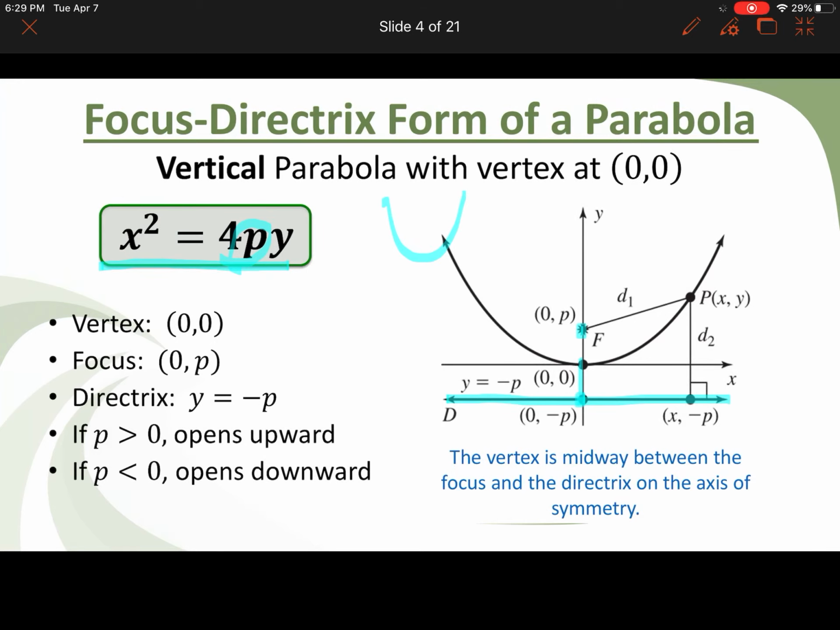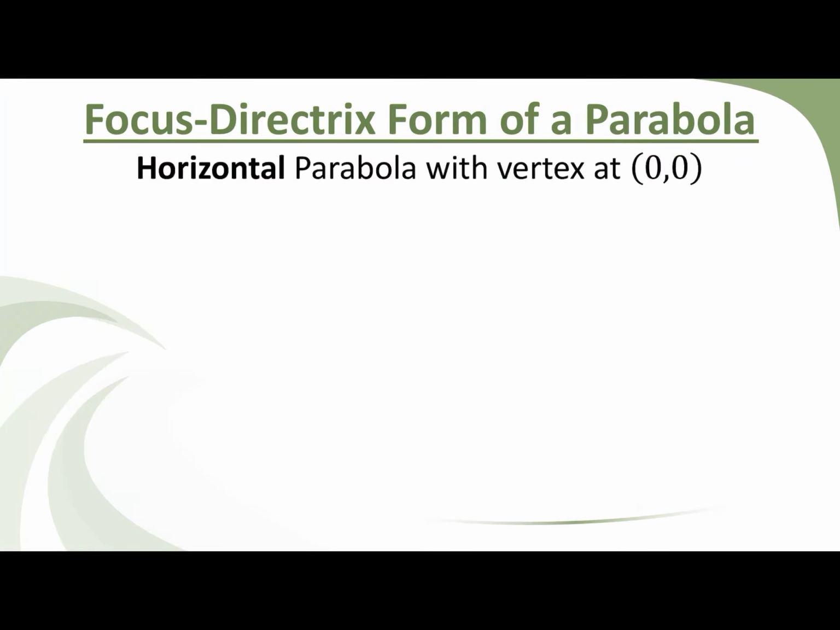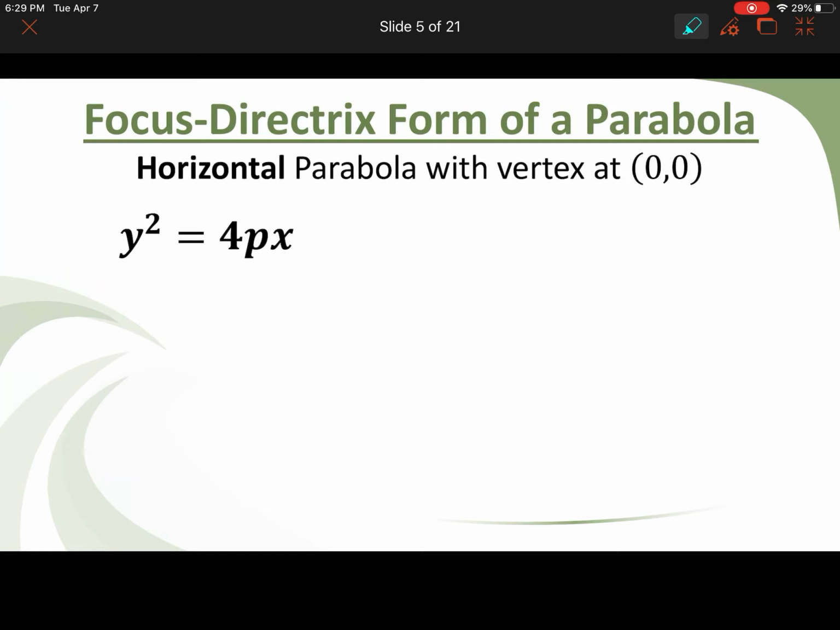And remember that the vertex is right in between the focus and the directrix. So here is what it looks like horizontally. What do you notice is the difference with this equation? In the other one, we had x squared, just like we've always had the square function. But in this one, it is a y squared. So if the y is squared, then it's opening up to the left or the right.